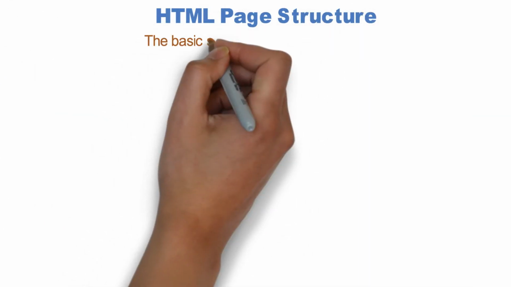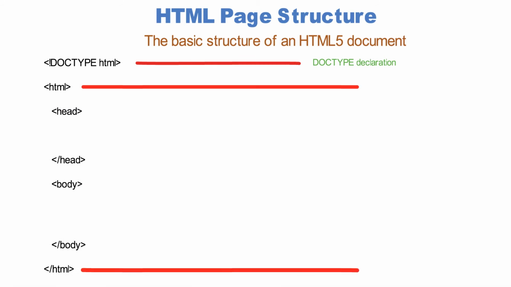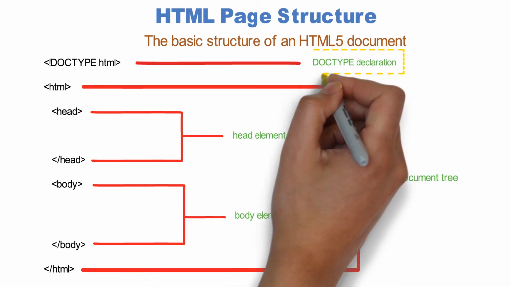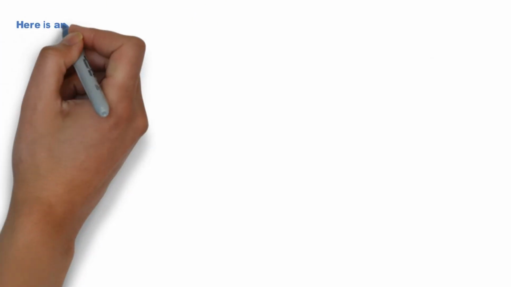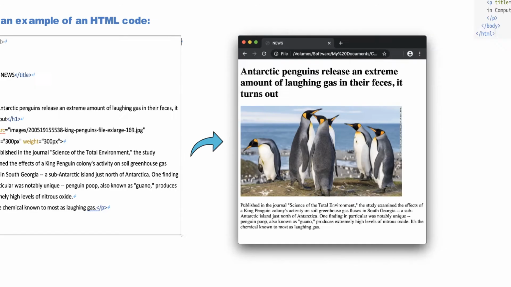HTML page structure. This is the basic structure of an HTML5 document. Only the content inside the body section is displayed on the browser. The doctype declaration represents the document type and helps the browser to display the web pages correctly. Here is an example of an HTML code. On a browser, it will display this.